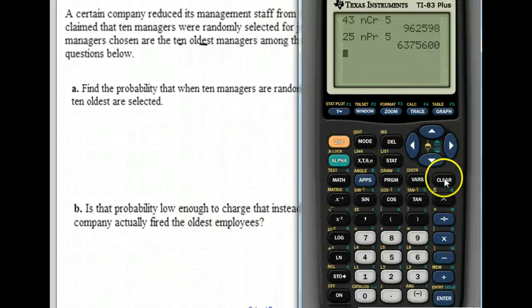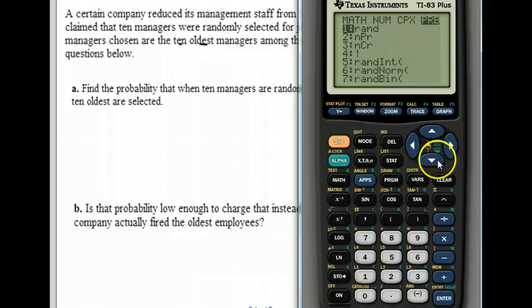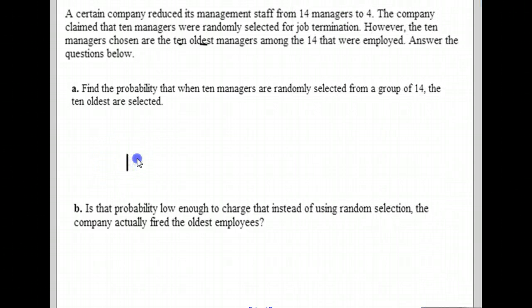So I'm going to use the calculator to get that denominator. That's 14 people, or how many we're choosing from, and we're letting go 10 of them. So that's nCr 10. So there's 1,001 ways that we can let 10 people go out of 14. So that's my denominator. Now, the question remains, what's the numerator? How many ways of these 1,001 do we let the 10 oldest people go?